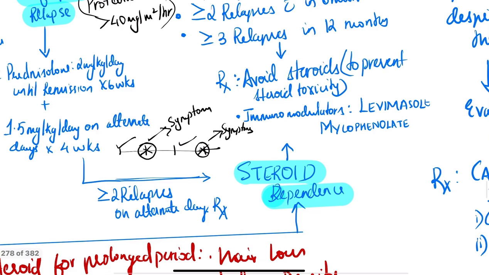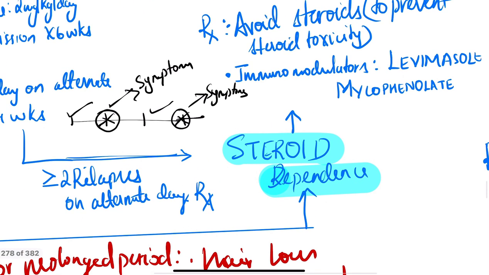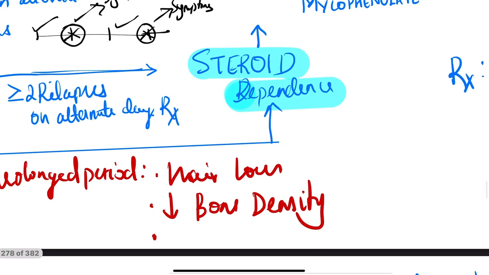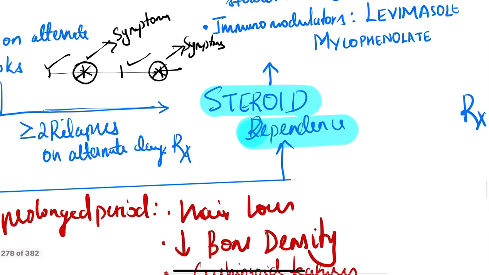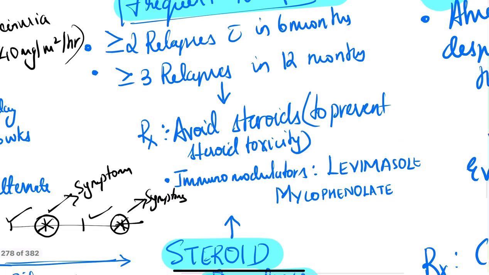Okay, so clearly if this is a steroid dependent case, it means you can't be giving steroid in every relapse the child is having, right? That means you have to avoid steroids, stop the steroids, because steroid itself has a baggage of steroid toxic features like hair loss, reduced bone density, osteoporosis, and then we have Cushingoid features like moon facies, buffalo hump, like that. So with time there could be a lot of Cushing's related, steroid related toxic features that the child can develop.